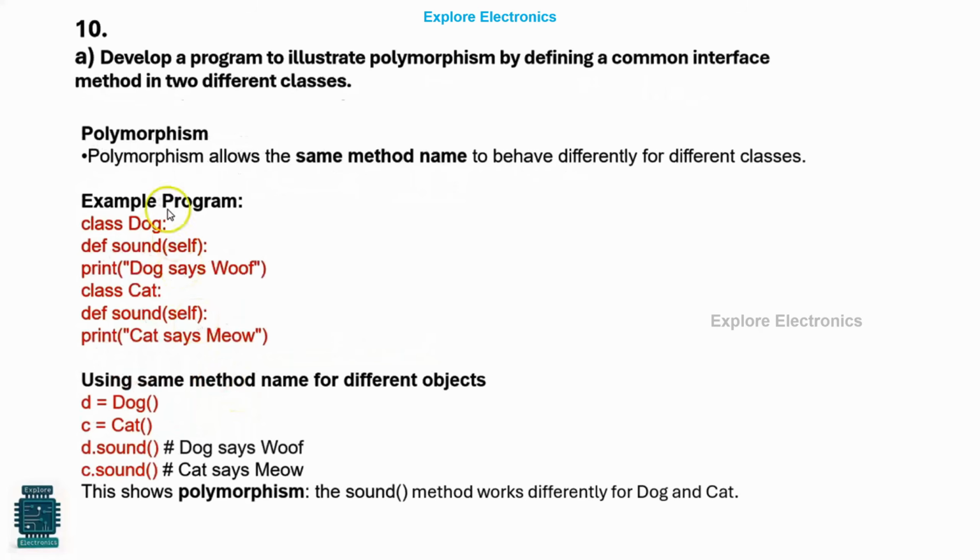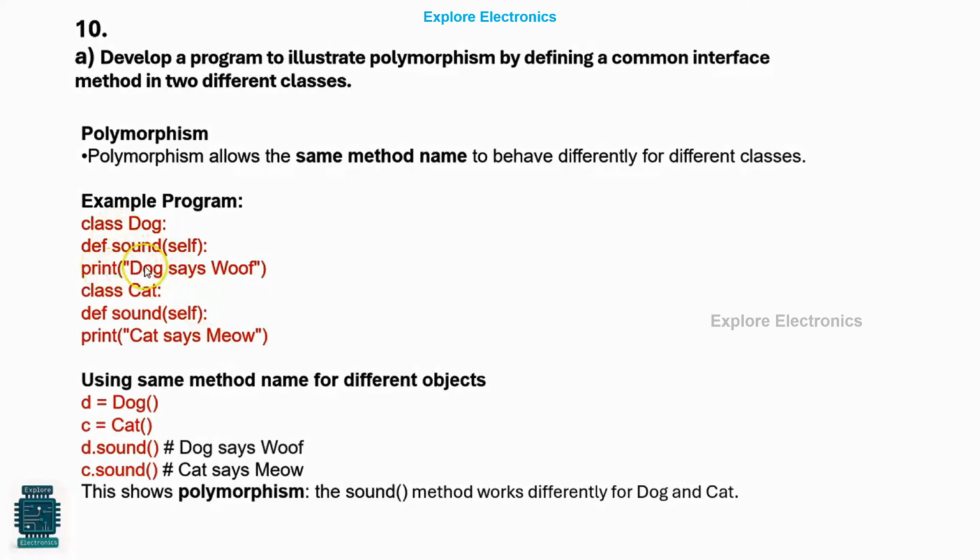Understood? And the next question is, develop a program to illustrate polymorphism by defining a common interface method in two different classes. We have to define polymorphism in the starting. Polymorphism allows the same method name to behave differently for different classes. Let us see here, define sound. Again I have defined sound. This is the same method name for the different classes, class Dog and class Cat. I have two classes but the same method. For the dog it is a different sound, for the cat it is a different sound.